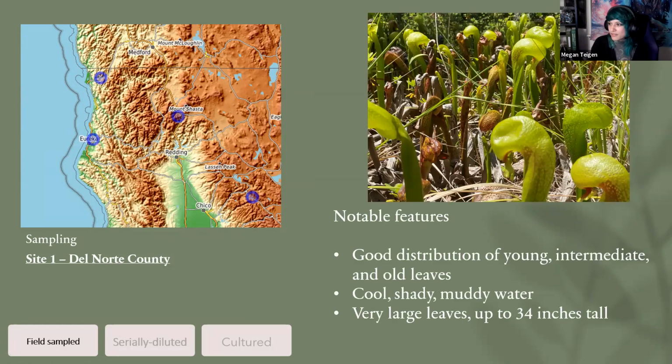Some notable features of this site was that there was a good distribution of young, intermediate, and old leaves, and then cool and shady muddy water. The leaves were very big compared to what I'd seen at the greenhouse, some of them up to 34 inches tall. So I like to hold my arm out and just imagine up to my elbow, because that's how big some of them were, and it was really amazing to see.